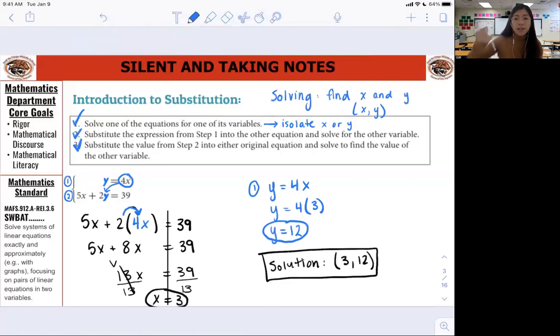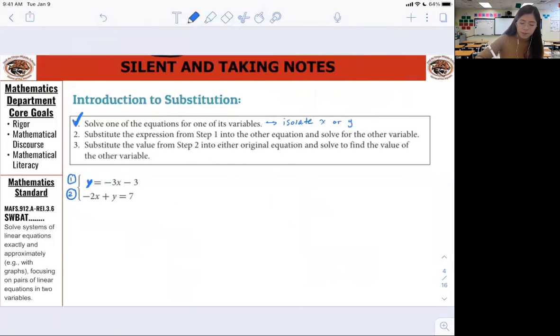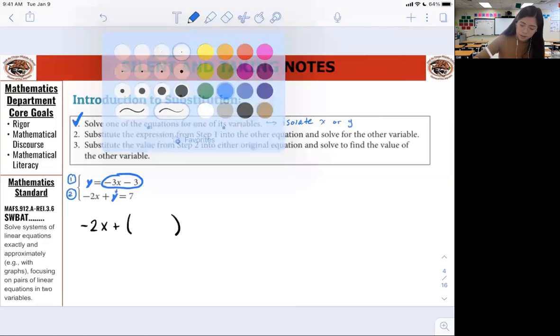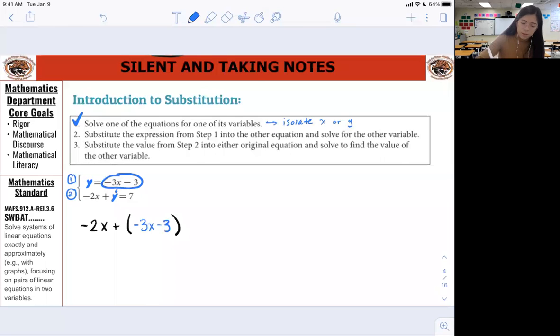I'm going to take whatever is on the right side of that equation, so this whole thing right here, and I'm going to plug it in wherever I see the letter y, which is right here. So I'm doing the same exact thing. So I'm going to rewrite equation number 2, negative 2x plus, but now I can plug in negative 3x minus 3, because I'm just replacing it. Here, let me color code. You know, I like my colors. Equals 7. So one more time, I went from 2 equations with 2 variables to 1 equation with 1 variable, which means I can solve.